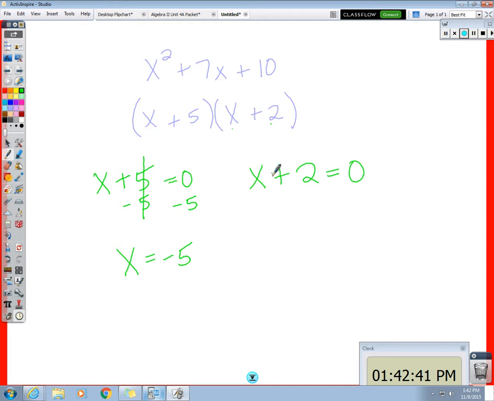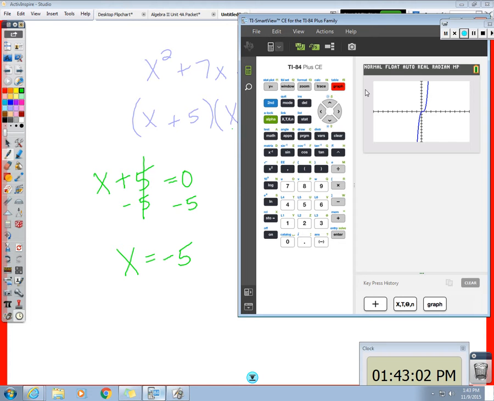To solve for this x, what do we do? Okay, and we get x equals negative 2. So the zeros of this trinomial are negative 5 and negative 2. Well, let me show you what zeros also are. I'm going to graph it. You don't have to graph it, just watch.